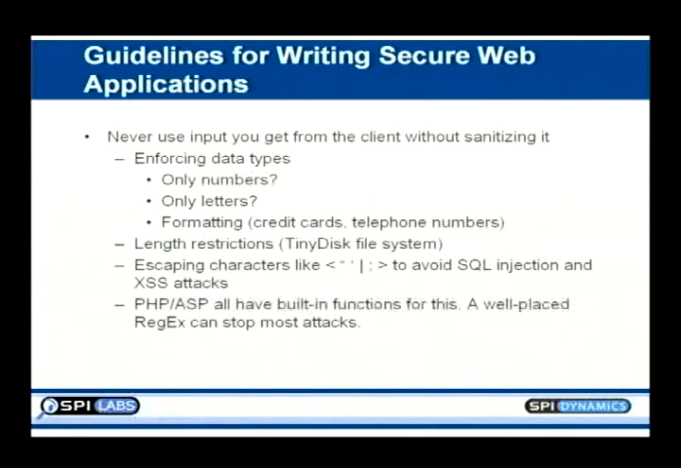Is this a zip code? Enforce those data types. Is it only supposed to be numbers? Is it only supposed to be letters? Format-wise, is this supposed to be a credit card? If so, look for dashes and actually compute the checksum. It's not very hard to do. The last digit of a credit card number is computed with the Luhn algorithm, also called the mod 10 algorithm. It's really easy to compute. Verify that that's actually a credit card number. Then length restrictions.